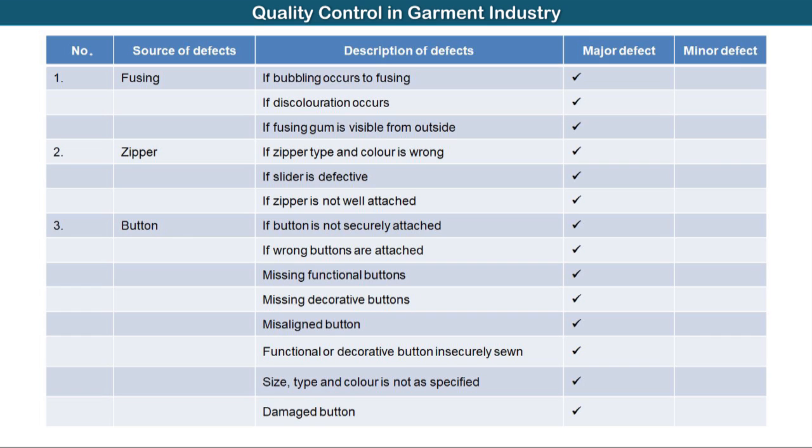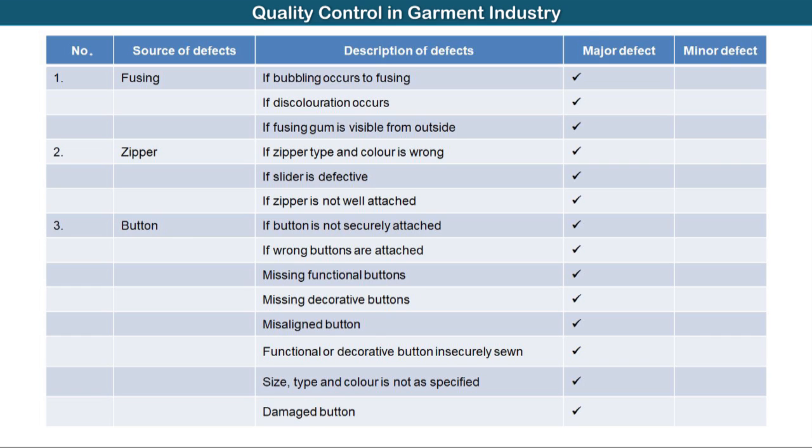Misaligned button: if the button is not aligned properly and it falls in zone A, then that comes under the major defect. But if that misaligned button comes under zone B, then it comes under the minor defect. Next is functional or decorative button insecurity shown, where the button, whether functional or decorative, is not secured properly. So this comes under the major defect.